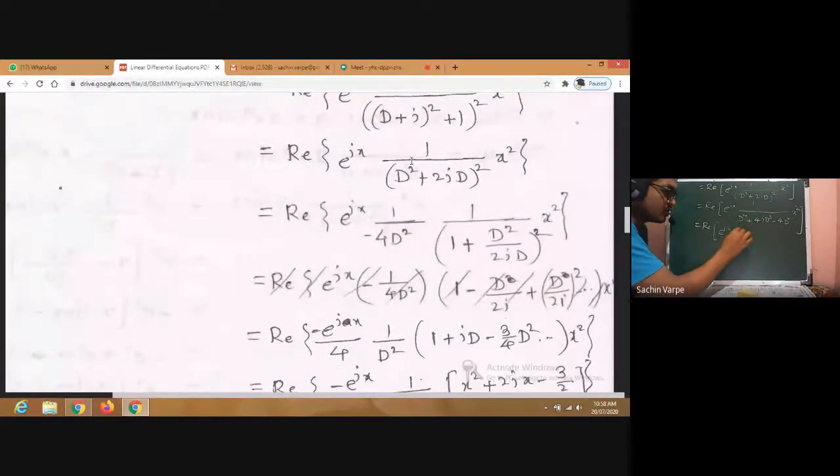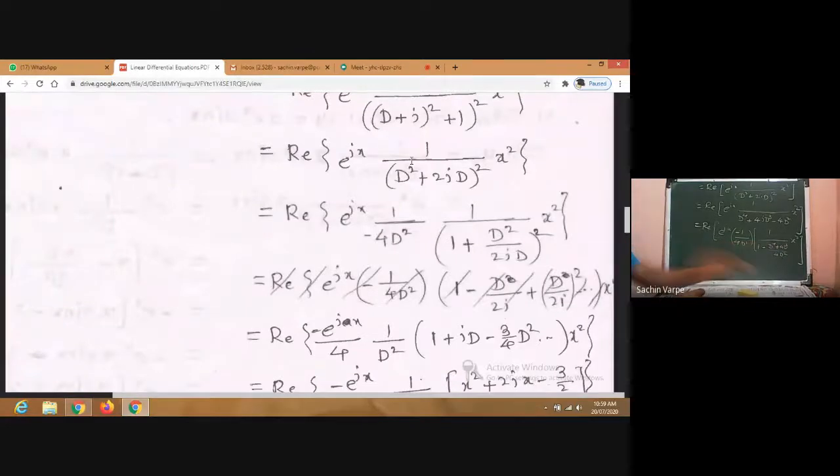So minus 1/4d², I'm writing like this, into 1, this will be +1, so I'm writing that first, and this will be minus (d⁴ plus 4d³) upon 4d², please check, into x². So what can I do? I can take a d² common from these two, that will get cancelled with these d².